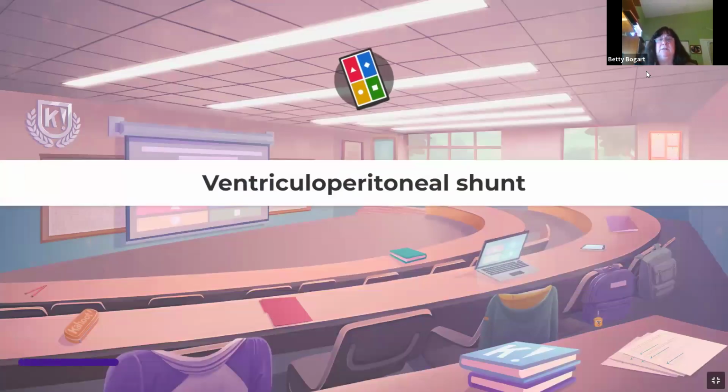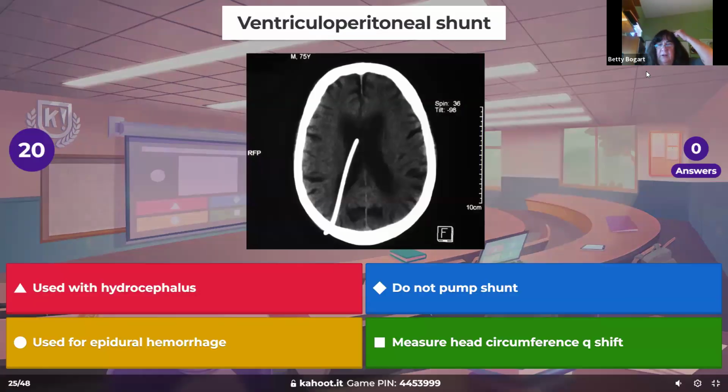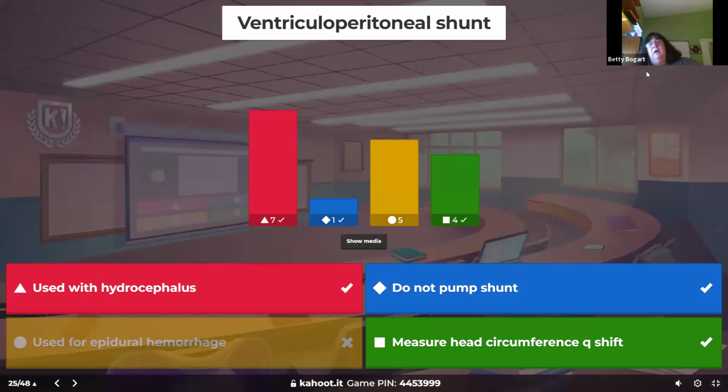A multi-select, a ventricular peritoneal shunt, the ventricle in the brain and your peritoneum. It's that little tube that goes into that ventricle, goes down behind the ear. You're going to see like a little pump there, and it goes down the front and into the abdomen to the peritoneal sac. It's used for too much water on the brain, hydrocephalus. That pump is only there for the neurosurgeon. We do not touch it.